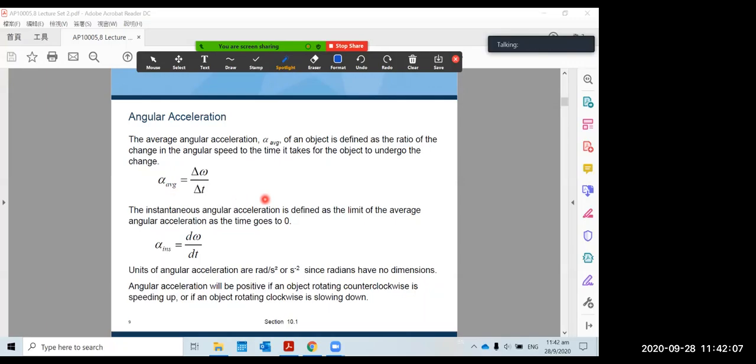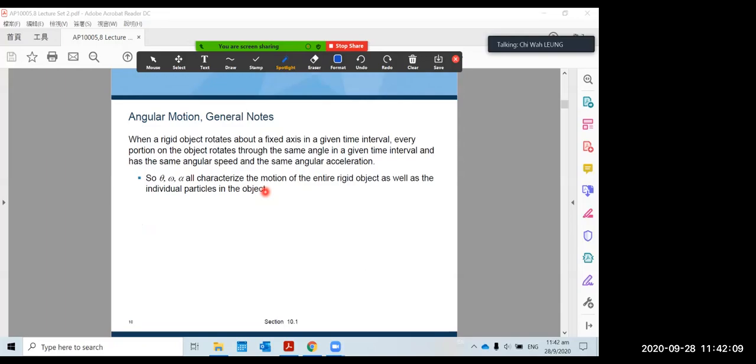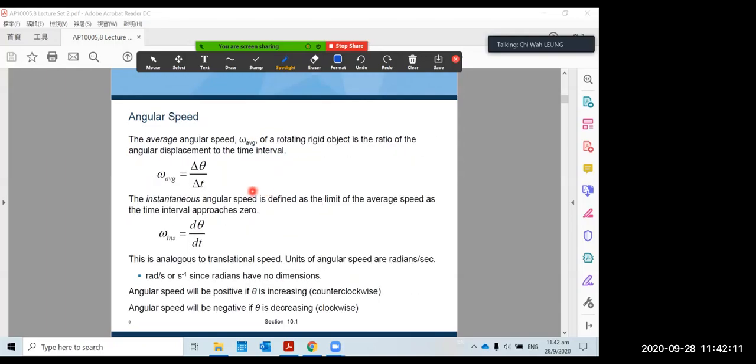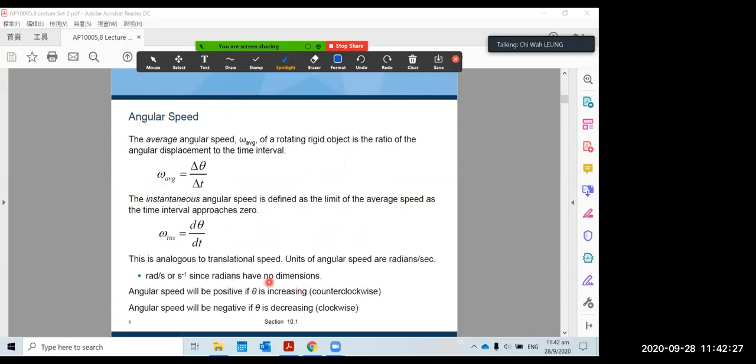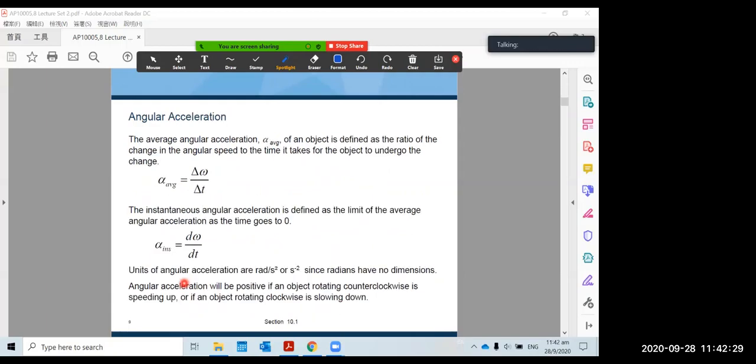Units for the angular displacement: it should be radian. The unit of angular displacement is radian because you are talking about angles, and we would use a radian for representing the angular displacement. Angular speed, radian per second. Angular acceleration, radian per square second. That is the way we use the units in the angular motion.